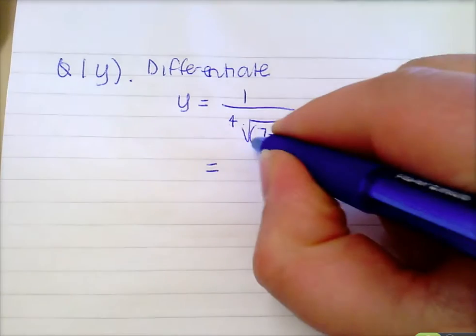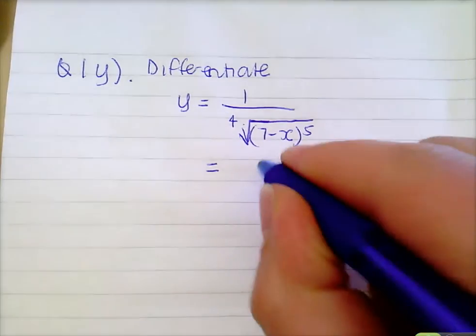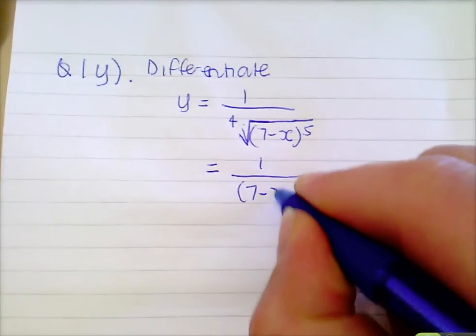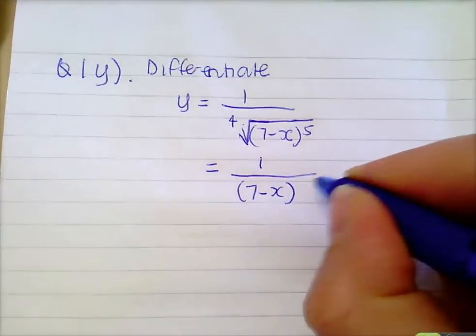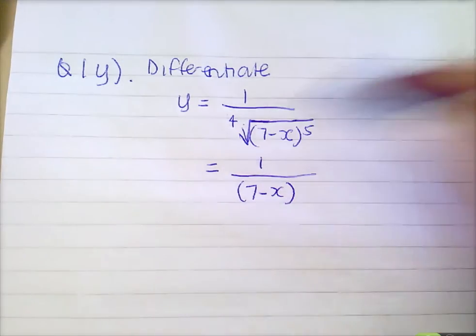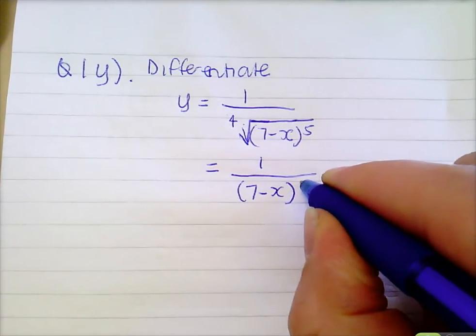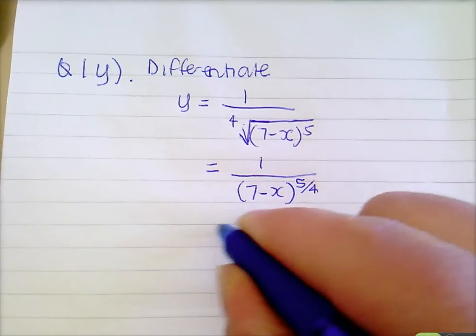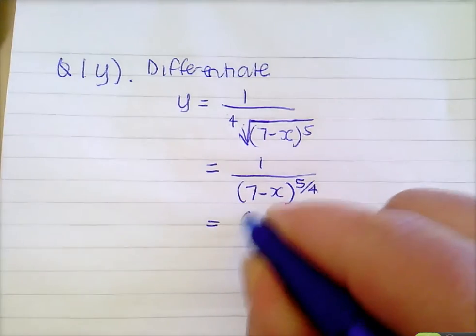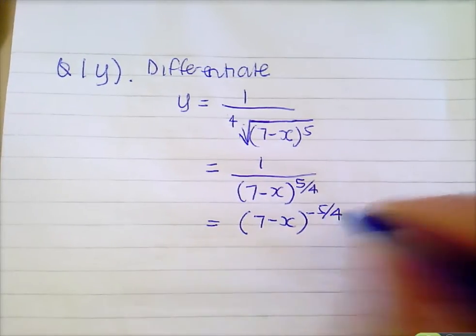1 over the 4th root of 7 minus x to the power of 5. Let's work with the denominator. It's a 4th root of 7 minus x to the power of 5. So it's 7 minus x to the 5 on 4. We don't want it on the denominator. 7 minus x to the 5 on 4.